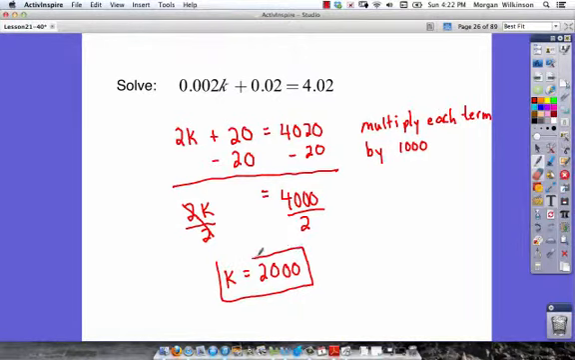When we have a problem like this, turning all these decimals into whole numbers makes it really easy to solve, rather than working with the decimals and then dividing by a decimal in the end. But if you did that, you get the same answer. This was just a little bit easier. K is equal to 2,000, and we're all done.